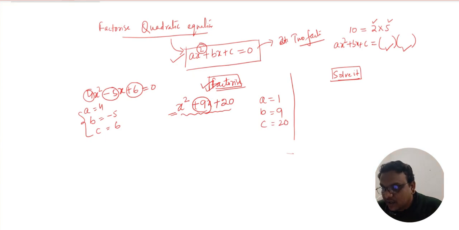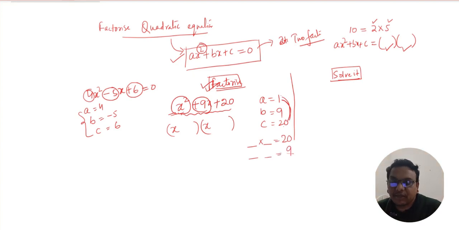Now how to find the factors? Listen carefully. For any quadratic, I told you that we have two factors. The first term we have is x squared, so the first term of both factors is x. Now we have to find two numbers whose product is AC, that is 1 times 20, which is 20, and the same two numbers should add or subtract to give B, which is 9. Got it?